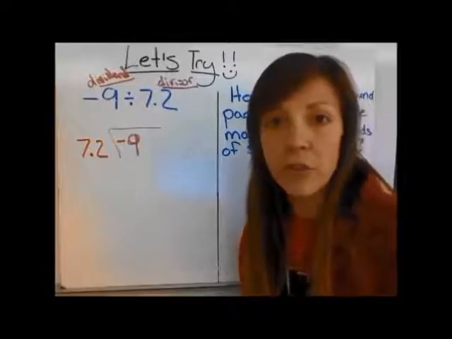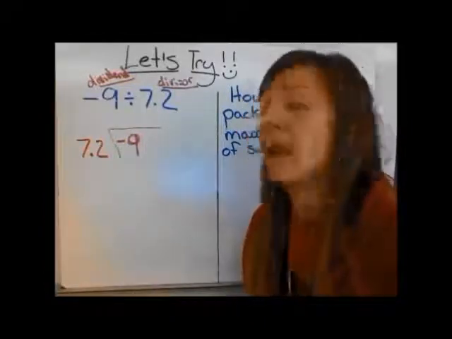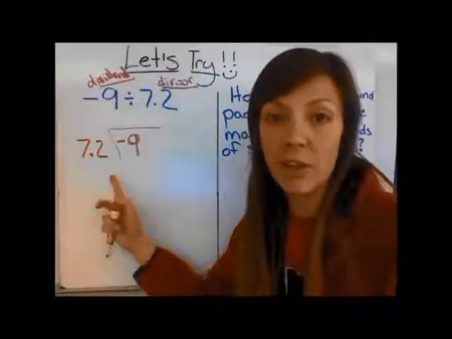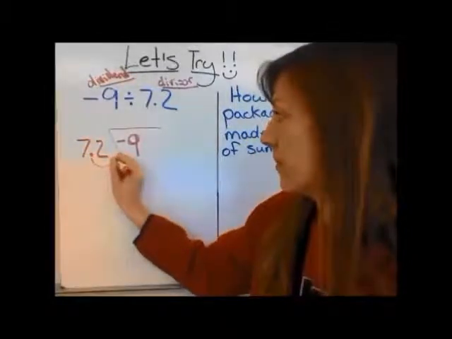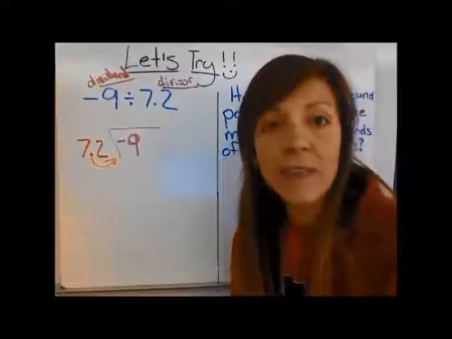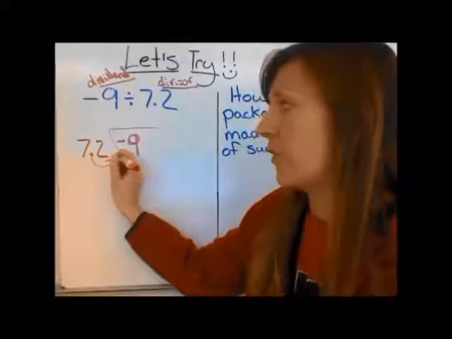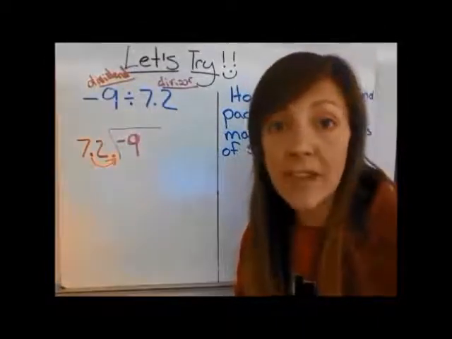So the first thing I want to do is move my decimal out of the way, and I want to make 7.2 into a whole number. To do that, I need to move the decimal one place to the right, and now it becomes 72.